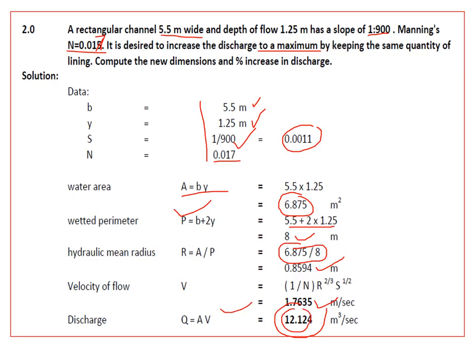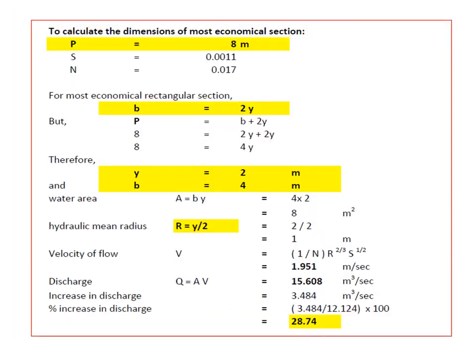What is given is that you have to increase the discharge by keeping the same quantity of lining. Lining is always given on the perimeter. So, unlike in the first problem where the area was constant, in this case the perimeter is constant. When you take the second set of data, for the most economical section, you should keep the perimeter constant, with slope constant and Manning's n constant. We have to find the values of b and y for which the perimeter is 8 meters, S is 0.0011, and n is 0.017.